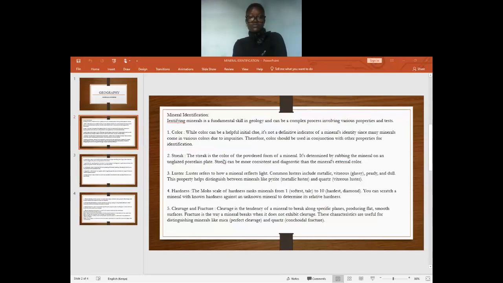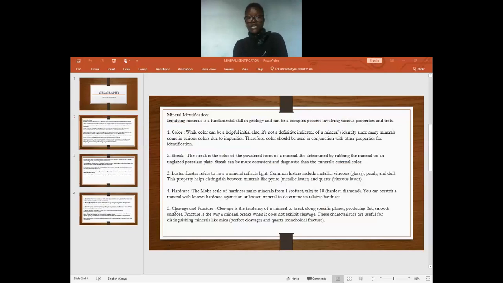Another way to identify a mineral is by looking at its degree of hardness. The Mohs scale of hardness ranks minerals from first to 10th, whereby the first one is the softest, like talc, and the 10th is the hardest, like diamond. You can scratch a mineral of known hardness against another mineral to determine its relative hardness.